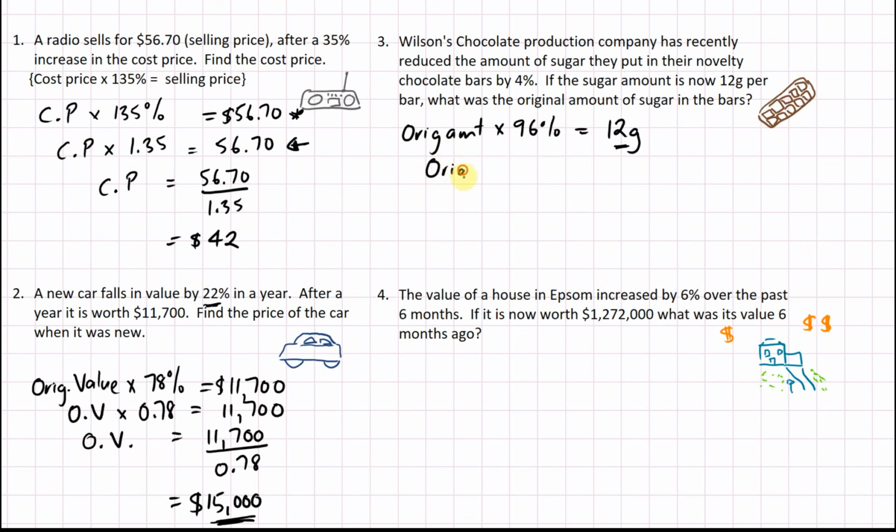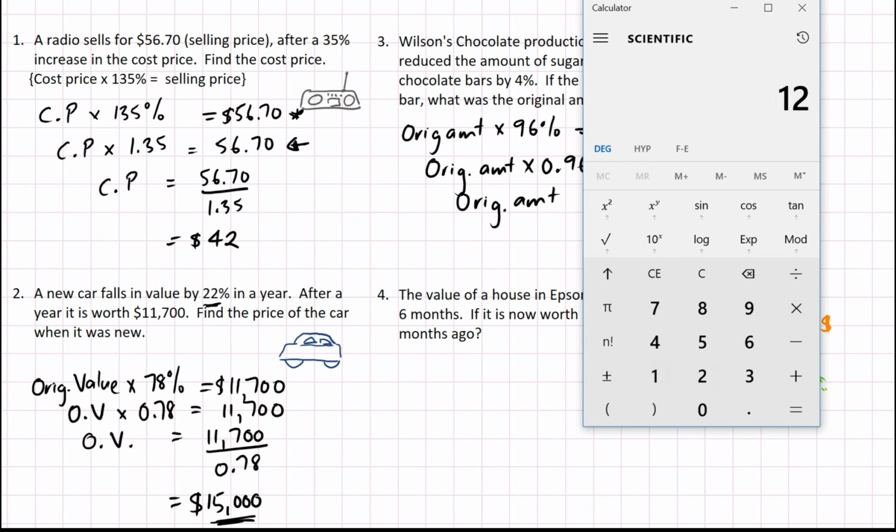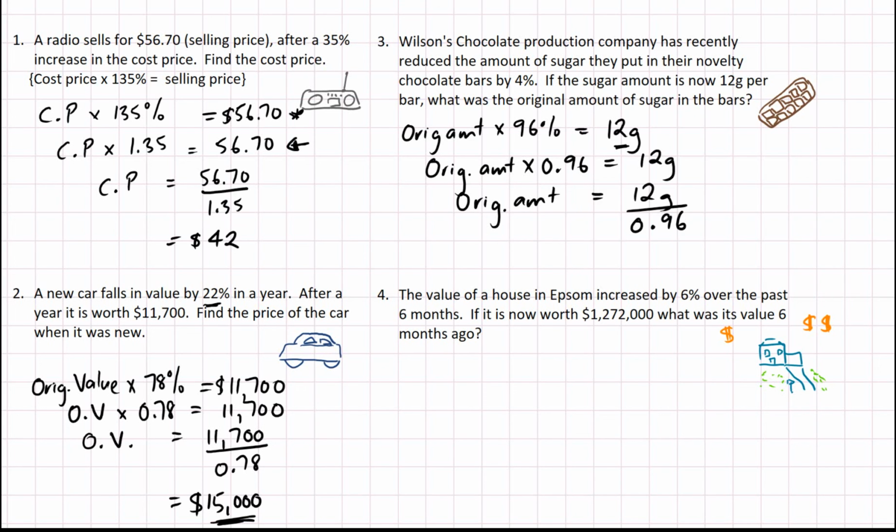So original amount times 0.96 gives us 12 grams, the current amount. So original amount is equal to 12 grams divided by 0.96. That's 12.5 grams. So the original amount was 12.5 grams. So reduction in sugar. So we've gone from 12.5 grams to 12 grams.